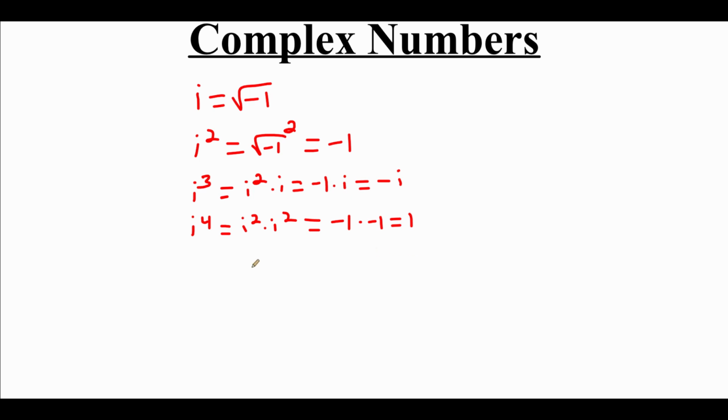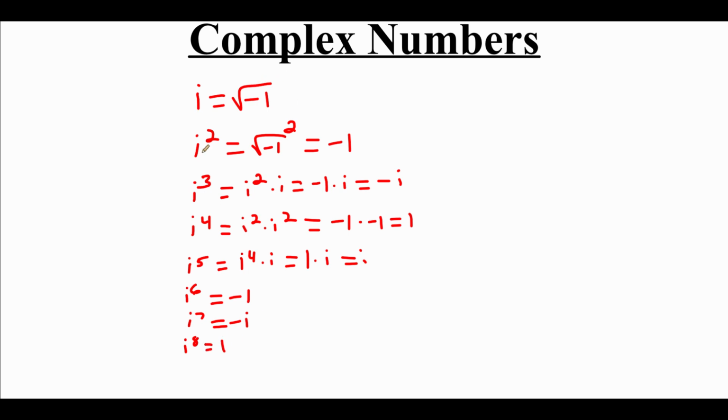And this keeps going. If we went i to the fifth power, well, i to the fifth power is i to the fourth power times i. And we just got done saying that i to the fourth power was 1. And we know that i is i, so taking 1 times i is just i. And this is actually going to repeat itself as we keep going. So i to the sixth is going to be negative 1, and i to the seventh is going to be negative i. And then i to the eighth is back to positive 1.